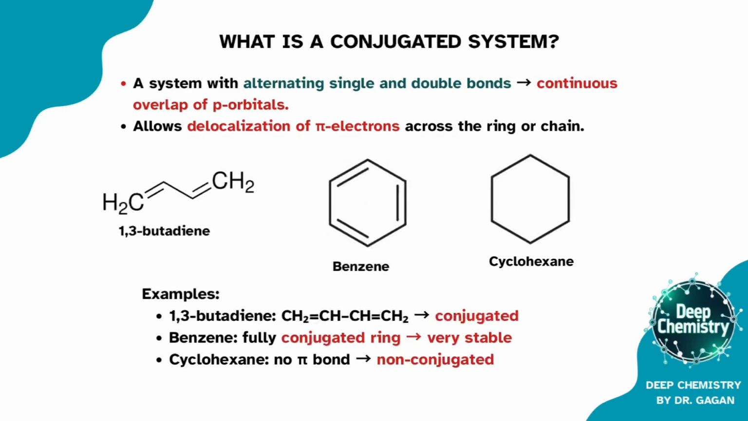For example, 1,3-butadiene has alternating single and double bonds, so it's conjugated. Benzene is also fully conjugated, so very stable. Cyclohexane has no pi bonds, so it is non-conjugated.